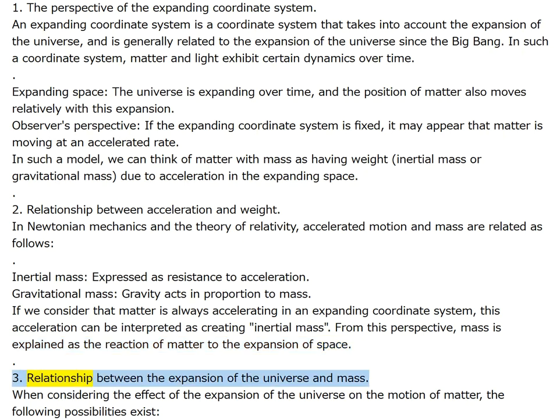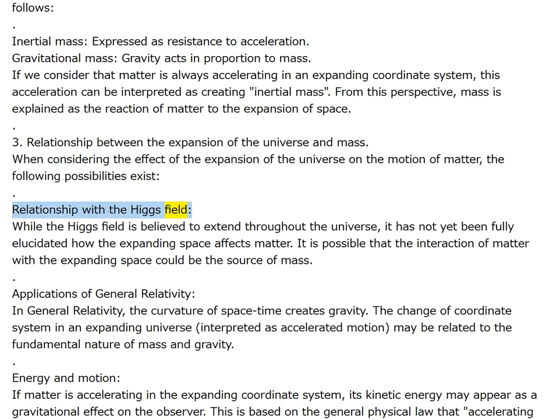3. Relationship between the expansion of the universe and mass. When considering the effect of the expansion of the universe on the motion of matter, the following possibilities exist. Relationship with the Higgs field: while the Higgs field is believed to extend throughout the universe, it has not yet been fully elucidated how the expanding space affects matter. It is possible that the interaction of matter with the expanding space could be the source of mass. Applications of general relativity.